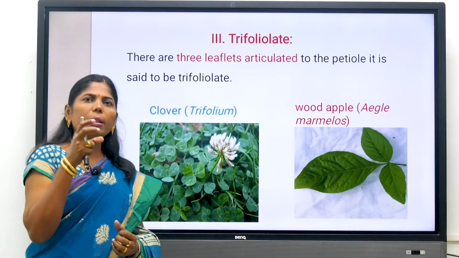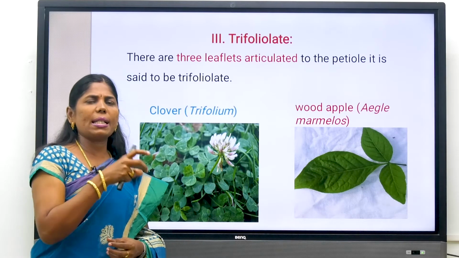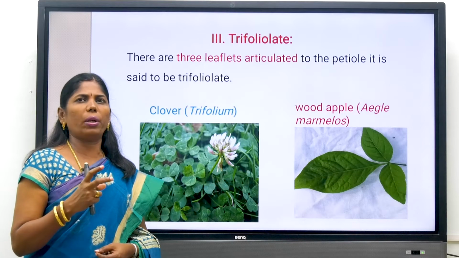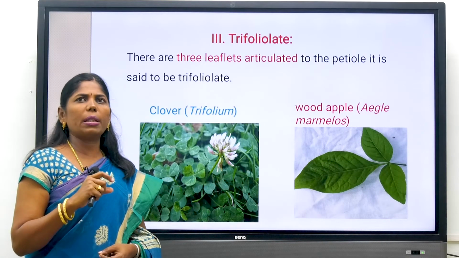Based on that, if it has a single articulated, that is a unifoliate. If it has two articulated, that is a bifoliate. If it has three articulated, that is a trifoliate.